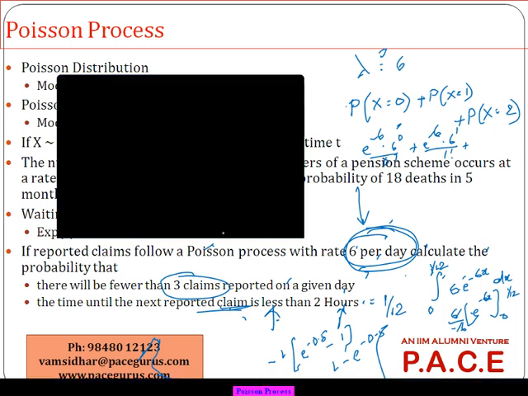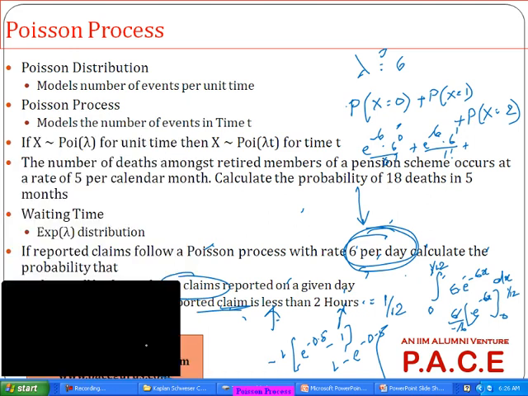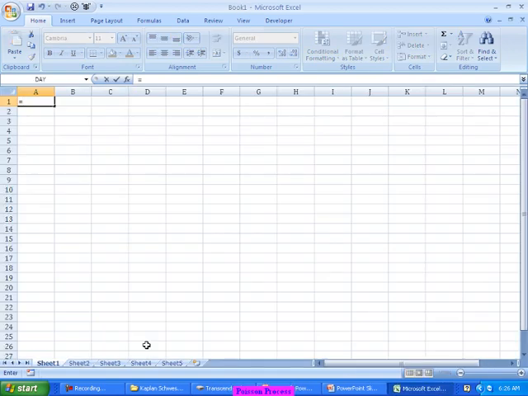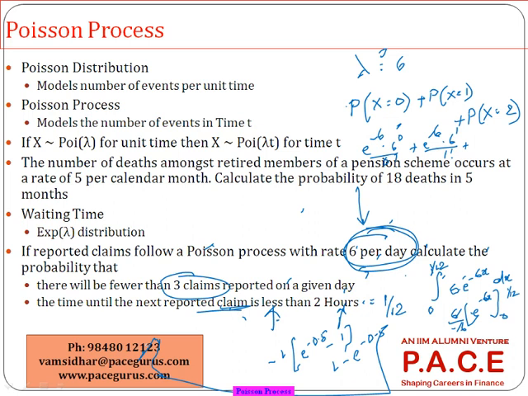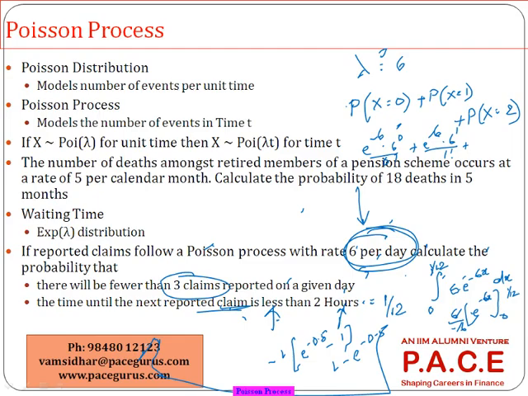Let me just use a spreadsheet. That would be better. So what is 1 minus e power minus 0.5? It is giving me around 0.39. So there is a 39% chance that the next claim would be in less than 2 hours, and a 61% chance that the next claim would be after 2 hours.